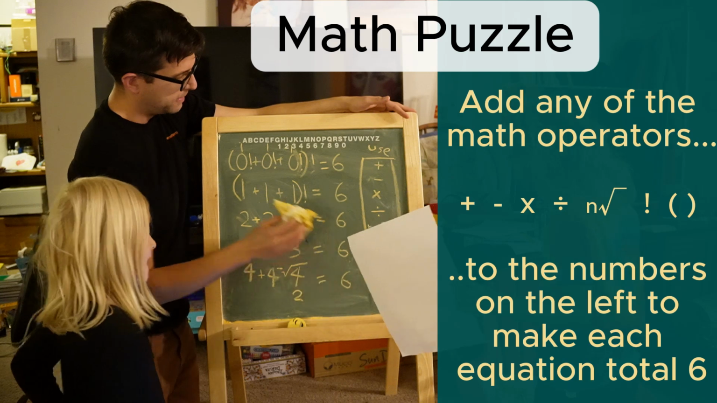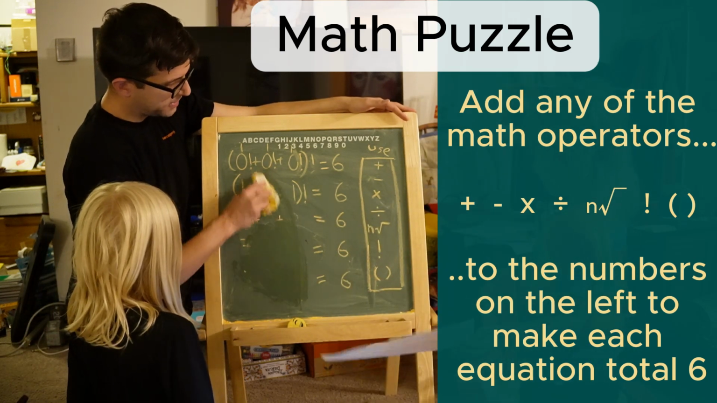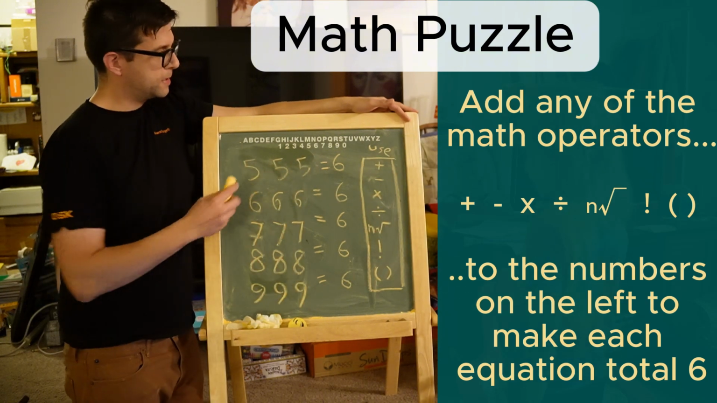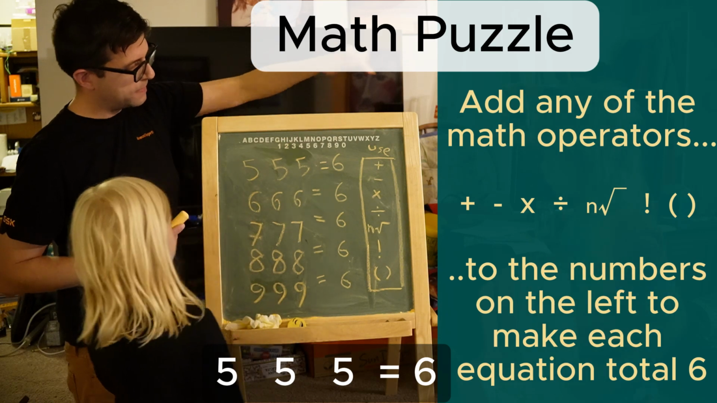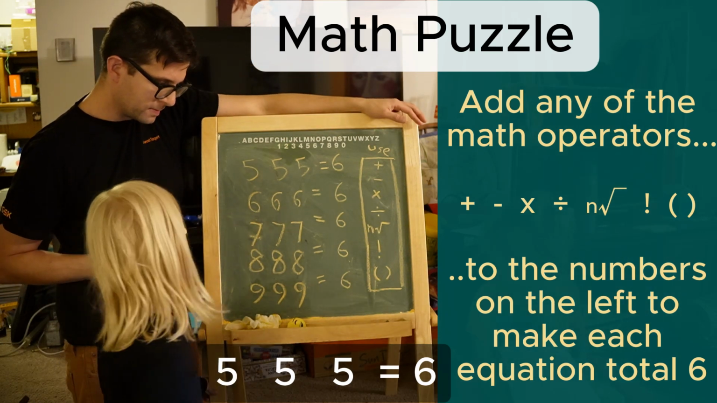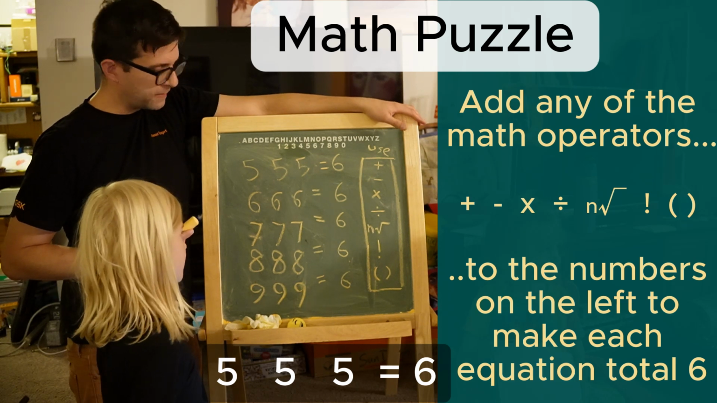Now it's my turn to... And then we have a couple more numbers to solve, so let's do that. Charlotte, how do you think we can add or do something with 5 to make it equal 6? So, 5. You figured this one out?